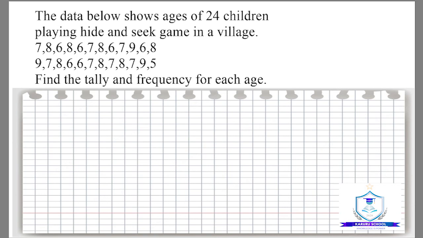So to help us tackle this question, we will need to draw a table indicating the various age categories we have, and then find the tally for each age and then summarize that by indicating the frequency for each of the ages provided. So let's have the table.